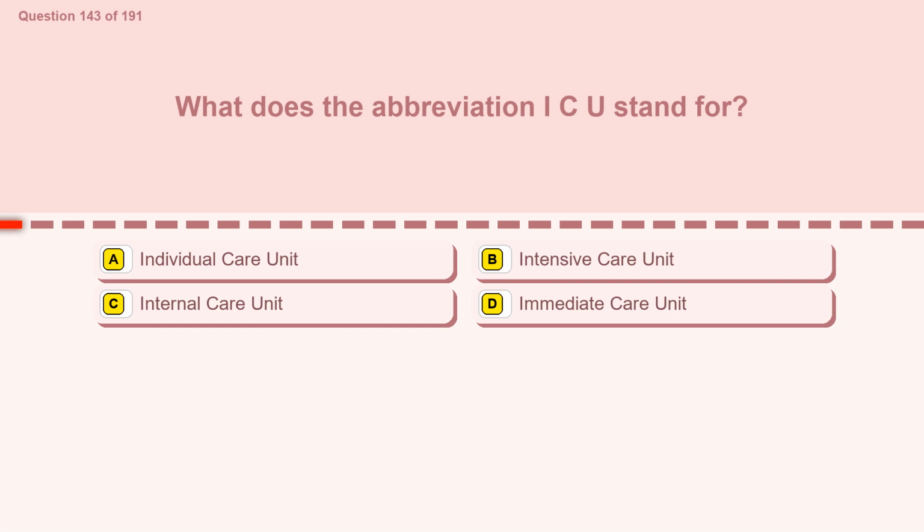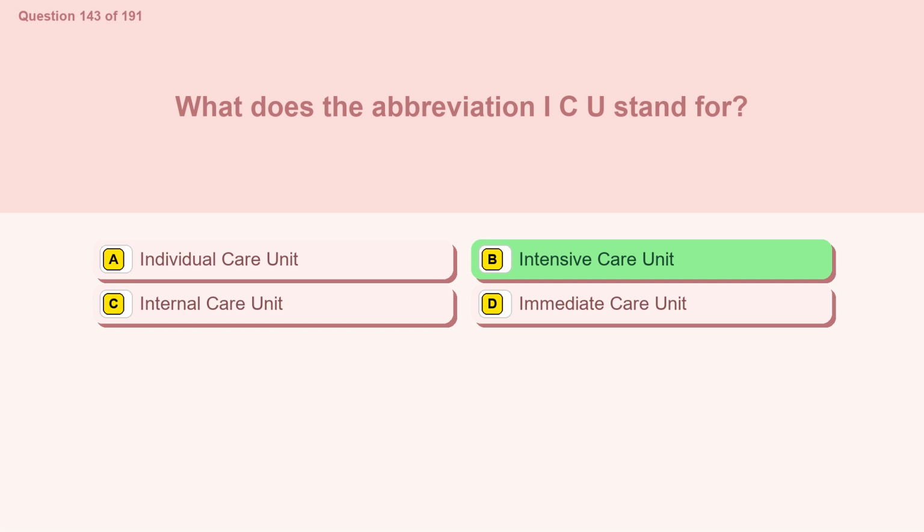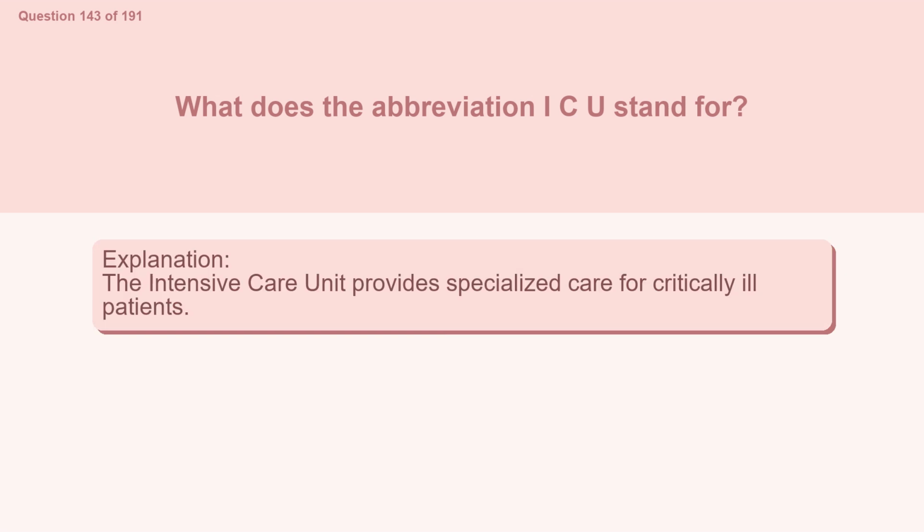Question 143. What does the abbreviation ICU stand for? Option A, Individual Care Unit. Option B, Intensive Care Unit. Option C, Internal Care Unit. Option D, Immediate Care Unit. The correct answer is option B, Intensive Care Unit. The intensive care unit provides specialized care for critically ill patients.